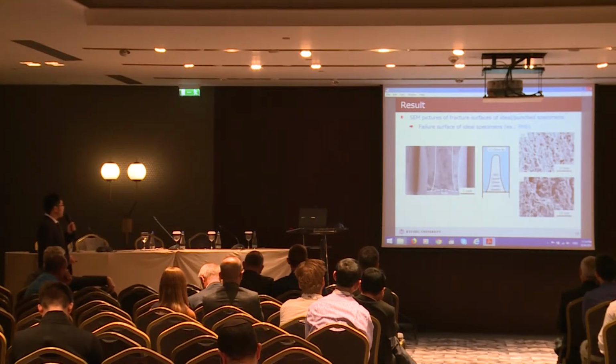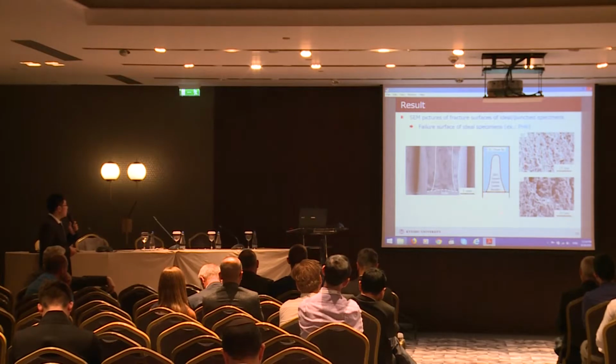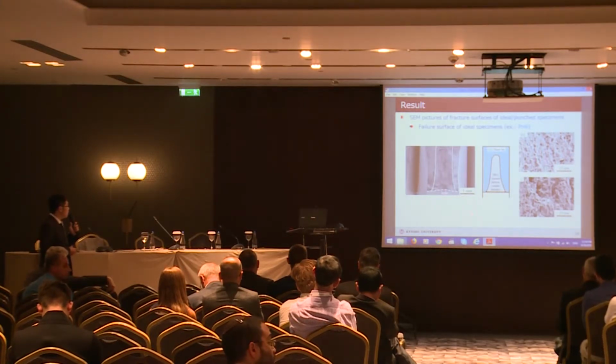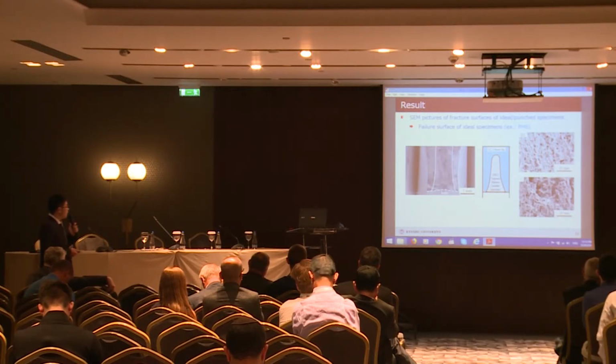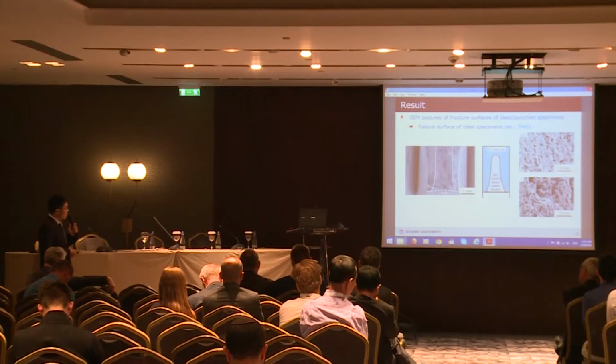Here are the SEM pictures of fracture surfaces of ideal and punched specimens. First, the ideal specimens are divided into two parts. From the hole inner surface, the failure starts with a square failure area, like the photograph B1, and finally is the shear area, like the photograph C. Both of the areas are composed of dimples.